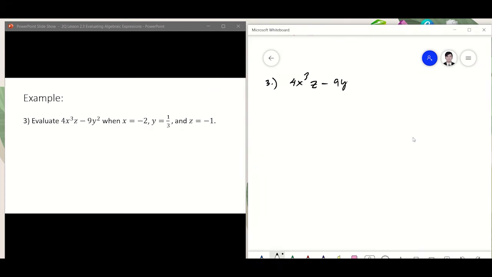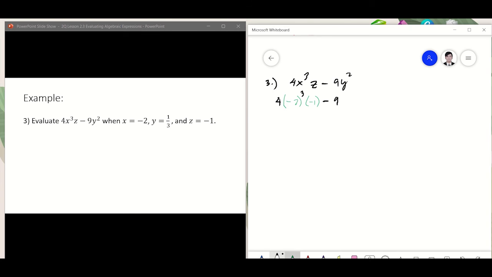So we have to find the numerical value of this expression by just substituting the values for each variable. So our x, when we try to substitute, don't forget to enclose it inside a parenthesis. Then we still have the cube here. Then the z is negative 1. Still enclose it in a parenthesis. This is a minus 9.